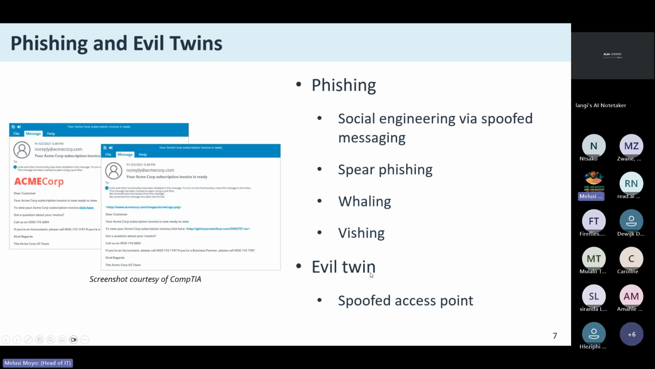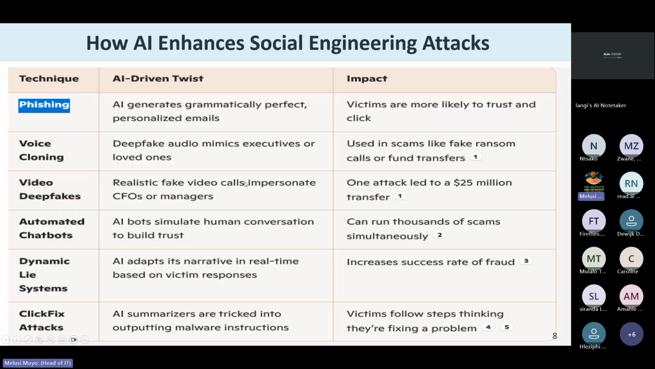Evil twin is a router that mimics the legitimate router. So I'm just using the evil twin to collect information when people are browsing the internet, going to these sensitive sites. All right. So I brought up this slide because now the attackers have taken this phishing attack or social engineering to a whole different new level altogether. So now with phishing when it comes to AI, we have voice cloning. Voice cloning deepfake audio mimics executives or loved ones.